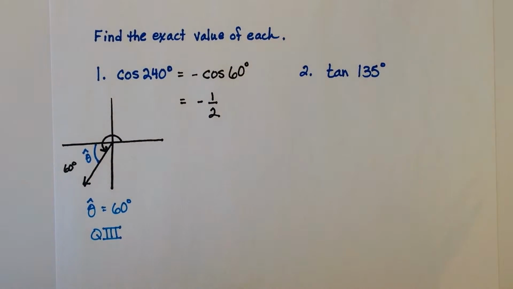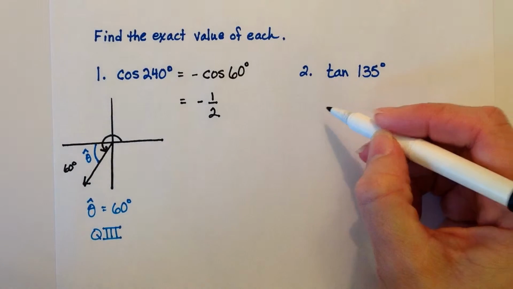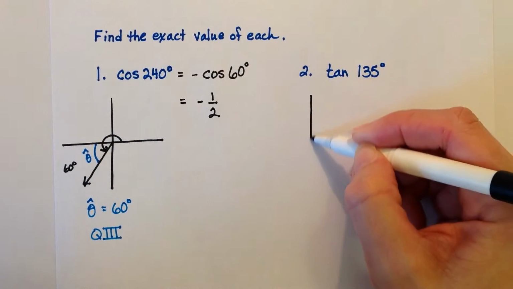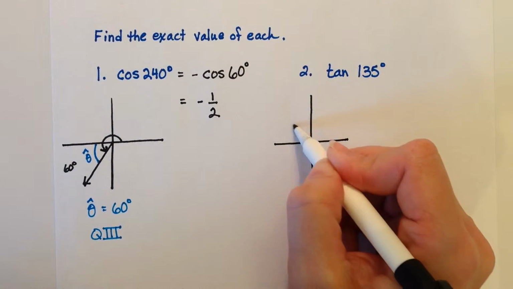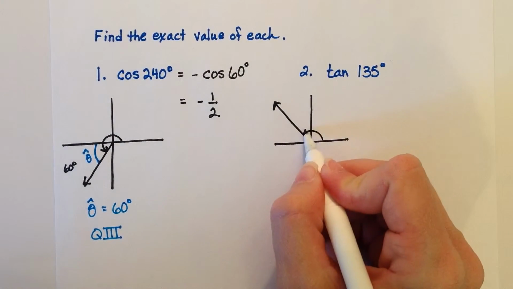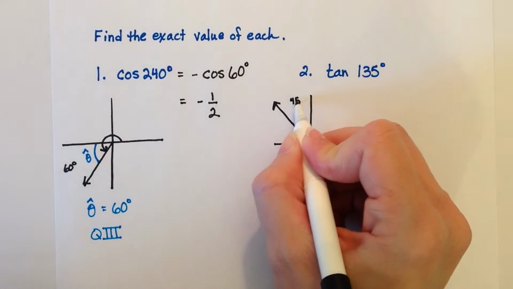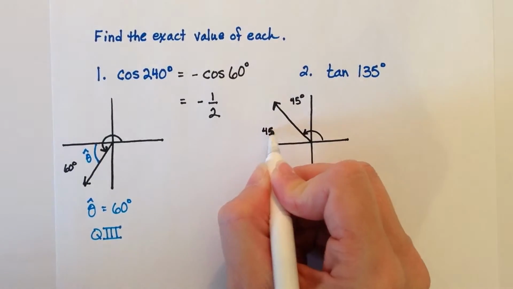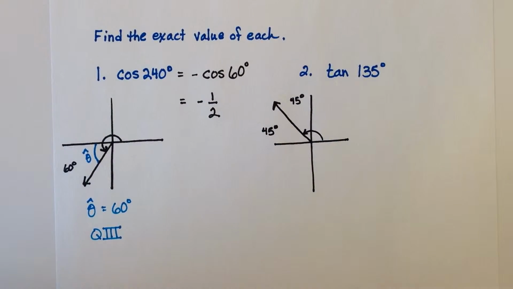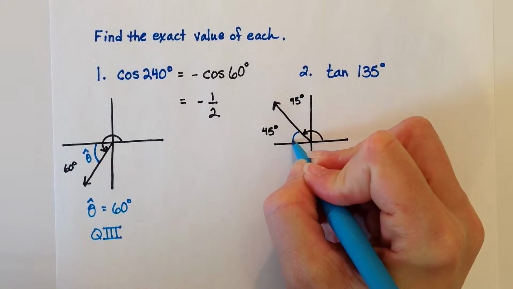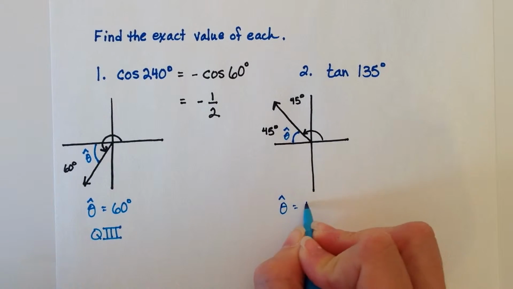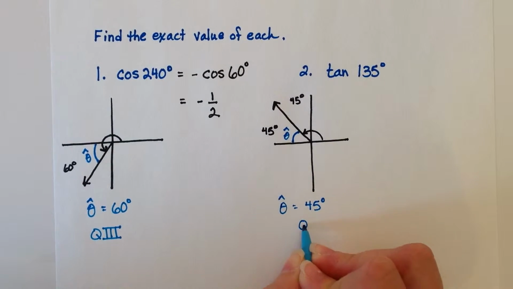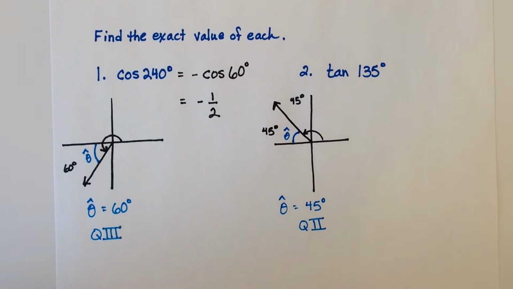Okay. The second example that I have is tangent of 135 degrees. So again, if you need to draw it off, 135 degrees is going to terminate in the second quadrant. And that would be with each of these sections having an amount of 45 degrees. So your reference angle is going to be this portion. So we could state that our reference angle is equal to 45 degrees, and we are in the second quadrant.